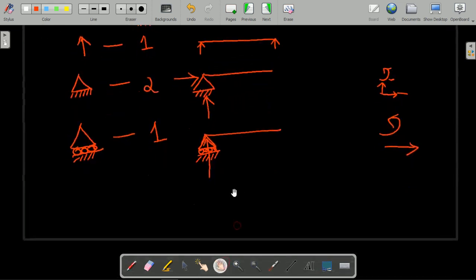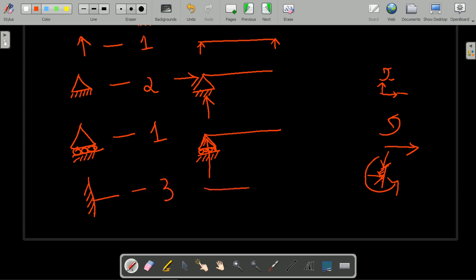Finally, another important type of support is the fixed support. This is the representation of the fixed support. It is fixed along all the directions. Horizontal movement is not possible, vertical movement is not possible, and it should not turn either. Therefore if the fixed support is given in the problem, the number of reactions is 3, and you need to write the 3 reactions for a fixed support: one horizontal, one vertical, as well as the moment.